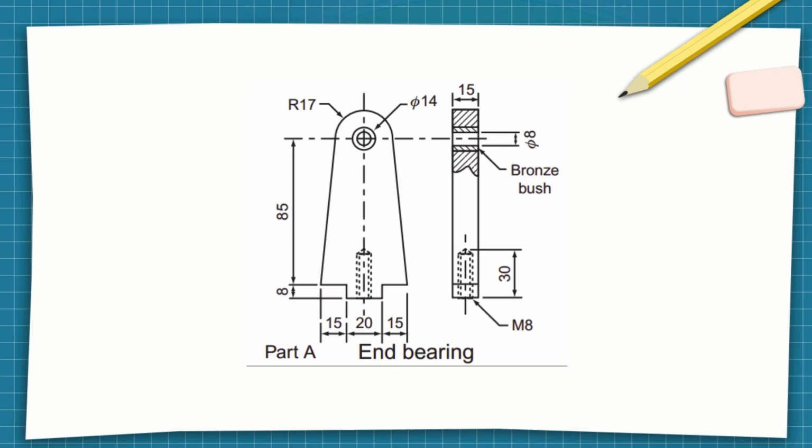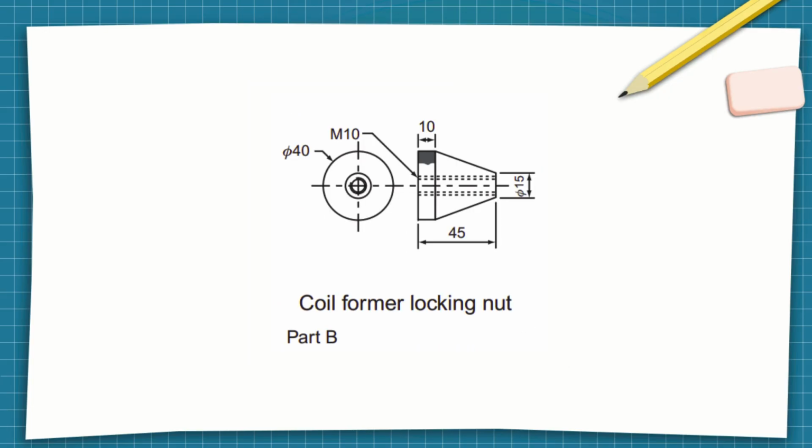Part A, end bearing. Let's look at the detailed drawing for Part A, the end bearing. This component has a total height of 85 millimeters. The top edge has a large radius of 17, and there is a through hole with a diameter of 14. The sectional view shows that a bronze bush is pressed into the top hole. At the bottom, there is a blind hole for a threaded bolt, indicated by M8, which means a metric M8 thread.